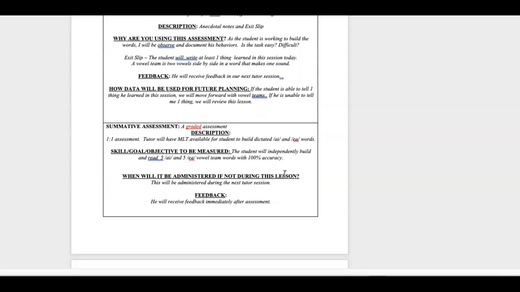The summative assessment is a one-on-one assessment, and I will have magnetic letter tiles available for the student to build dictated AI and EA words. The student will independently build and read 5 AI and 5 EA vowel team words with 100% accuracy, which is my measurable learning outcome.